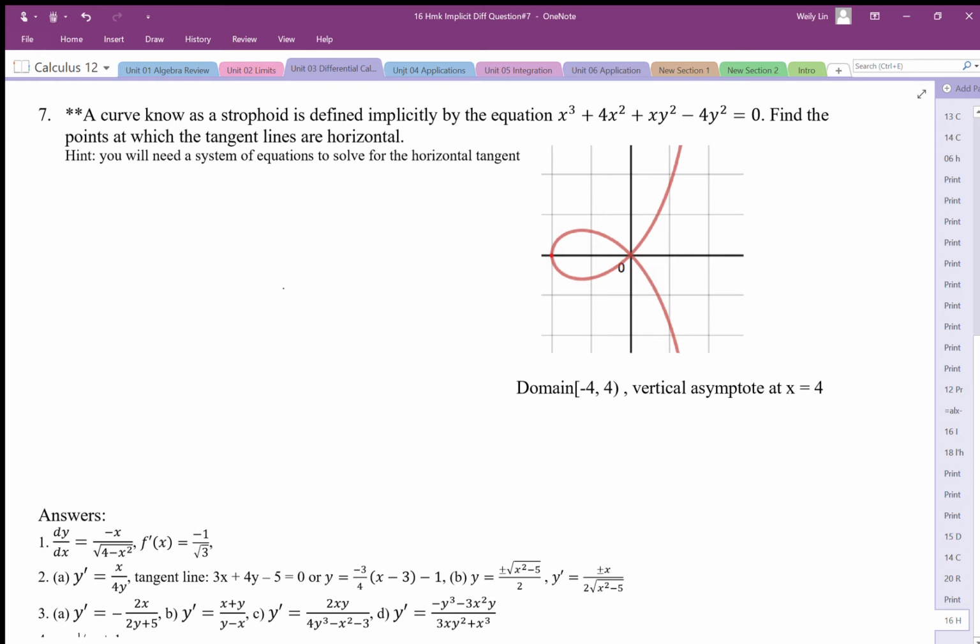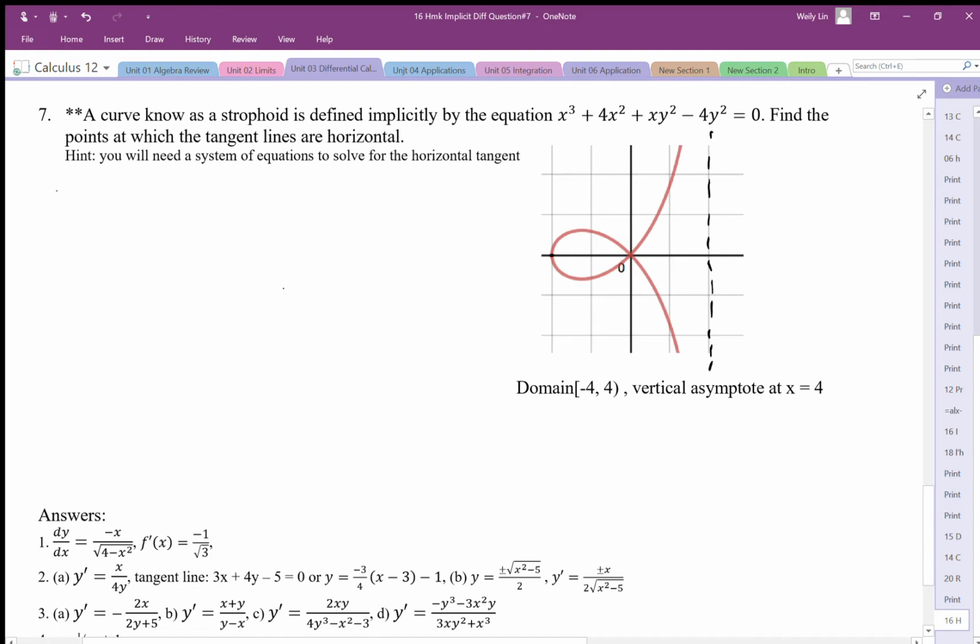So this is a strophoid. It has a domain of -4 to 4, so it starts at -4. There is a vertical asymptote at +4. Okay? So what we want to do then is differentiate this implicitly.